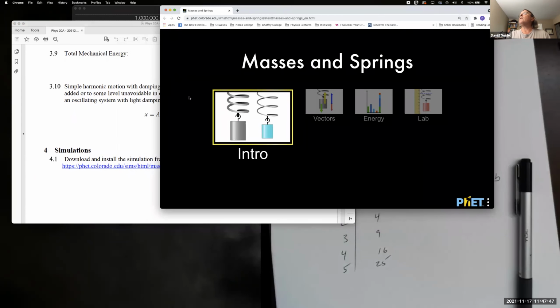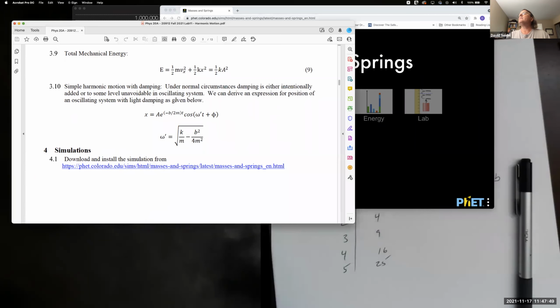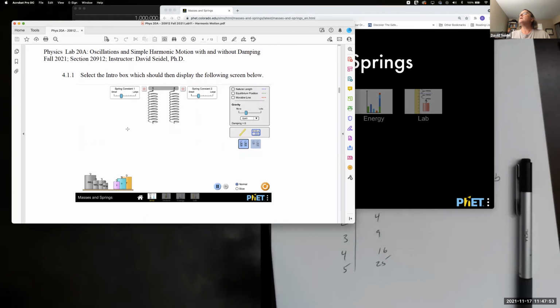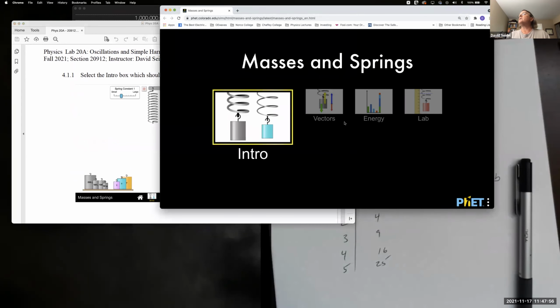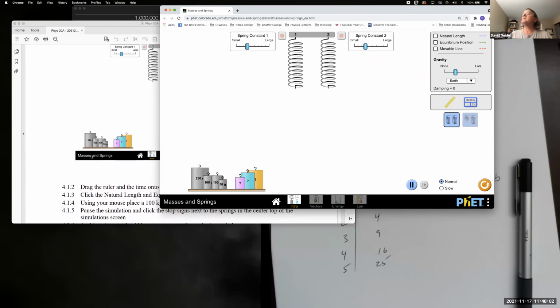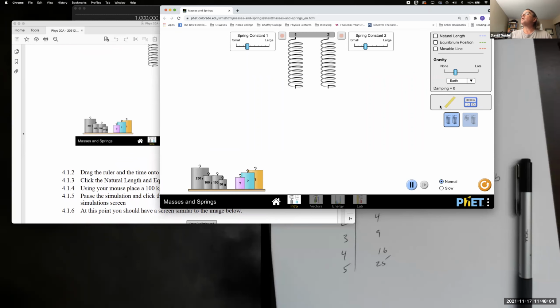Which I have now opened up right here. Okay, so we've downloaded it. And we can start with our intro box. And note there's no damping in the intro box. Drag the ruler and timer out. This is just like we did before.